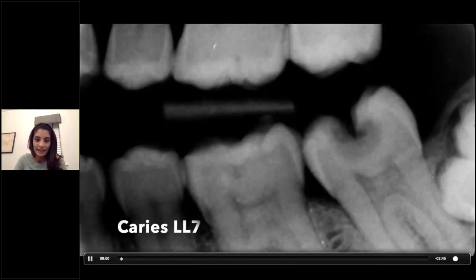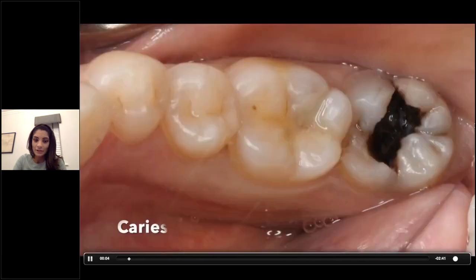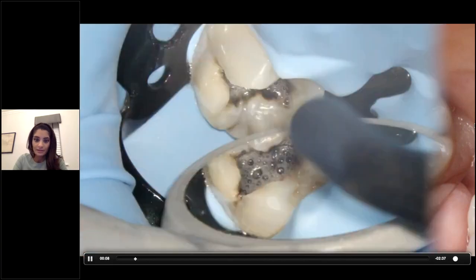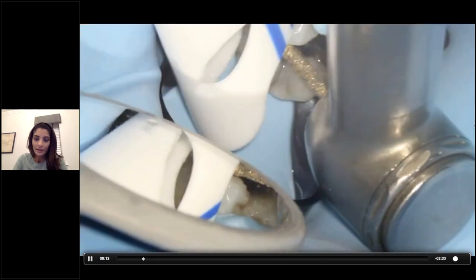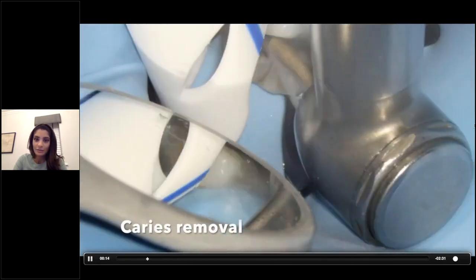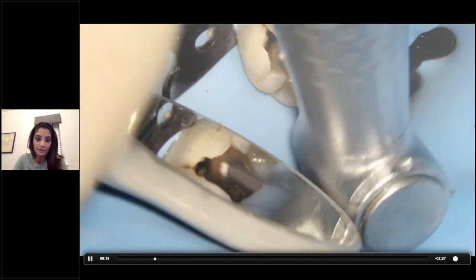So you can see here, this is the caries. The first thing to do is to put a rubber dam onto this. So this is the rubber dam on, a well-sealed rubber dam. Then a fast handpiece to remove the undermined enamel.